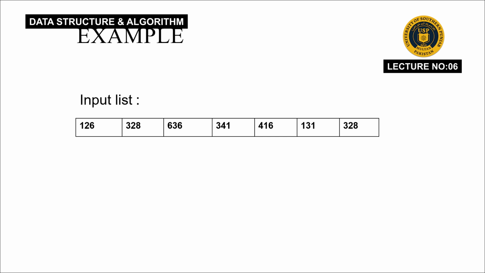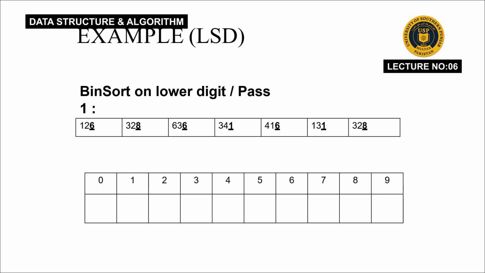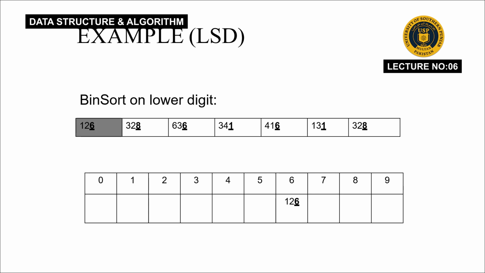Here is an example of radix sort. Our list is 126, 328, 636, 341, 416, 131, and 328. We select the rightmost digit and place the numbers into buckets. First of all, 126, we select the 6, we place this element in bucket 6, and so on.